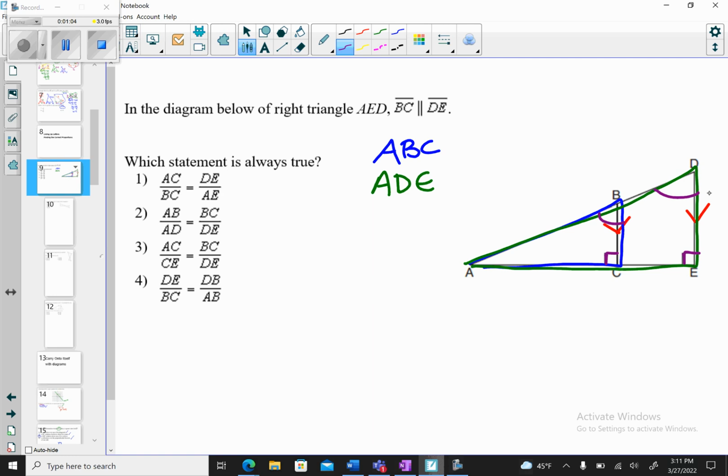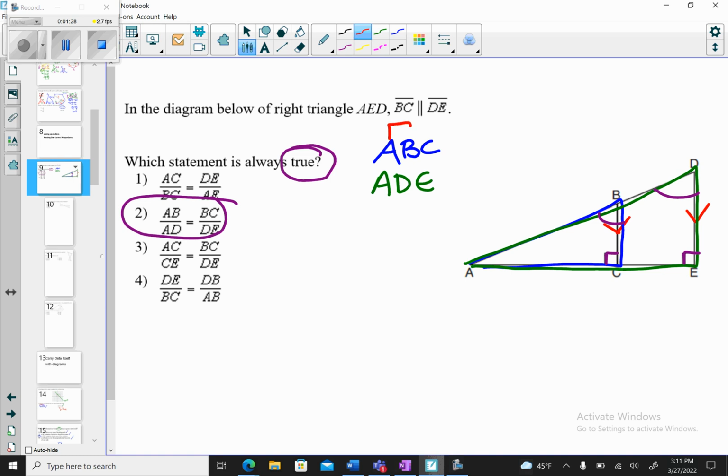So if we line up the letters ABC, ADE, we just have to check which proportion is true. So take a moment right now, pause the video, and decide which proportions are true. The answer is choice 2. Let's take a look as to why.